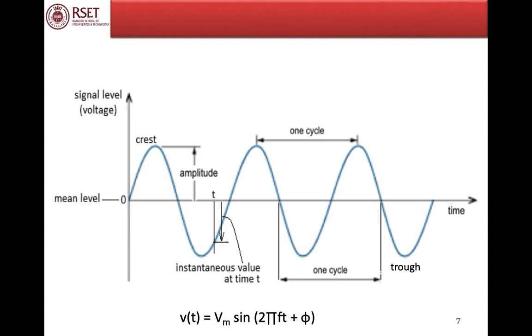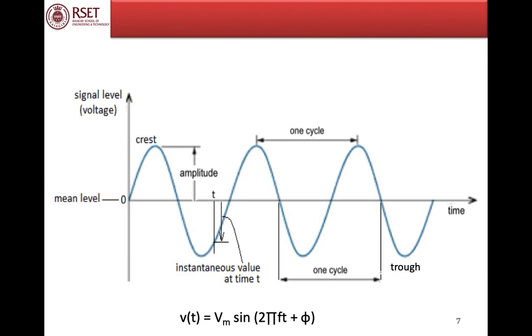So let's recollect. The maximum swing from the mean level is called amplitude of the wave. The time needed to complete one cycle of the wave is called time period of the wave. The number of cycles in 1 second or the inverse of the time period is called the frequency of the wave. And phase of the wave is the shift of the waveform from a reference point.